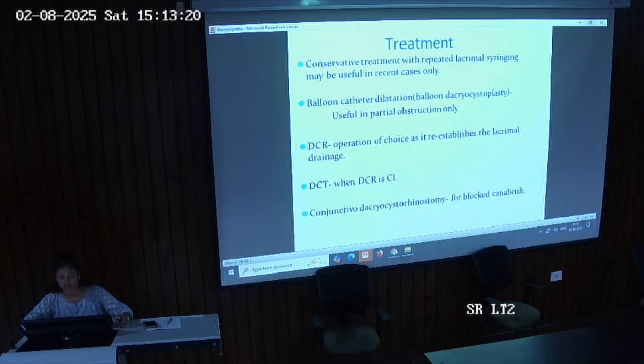Dacryocystorhinostomy, that is DCR, is the operation of choice as it re-establishes the lacrimal drainage. Dacryocystectomy, that is removal of the whole lacrimal sac, is done only when DCR is contraindicated. Conjunctivodacryocystorhinostomy is done for blocked canaliculi.